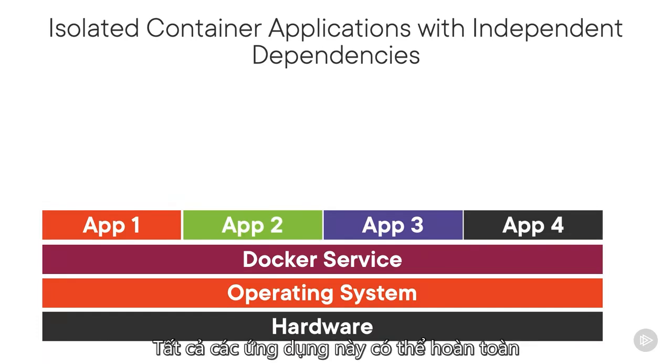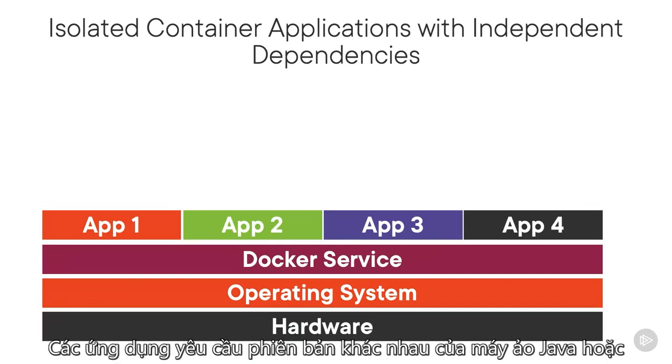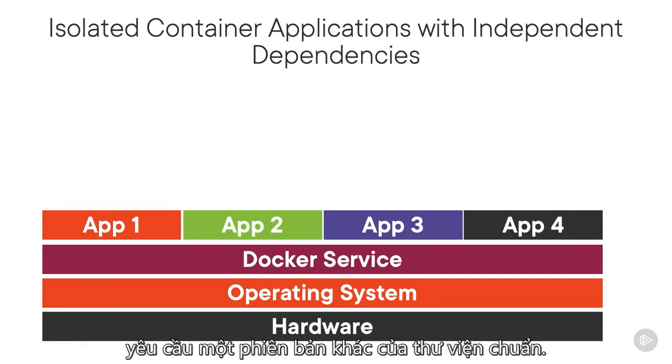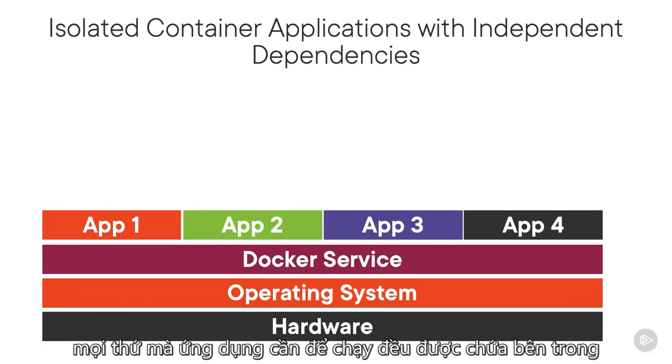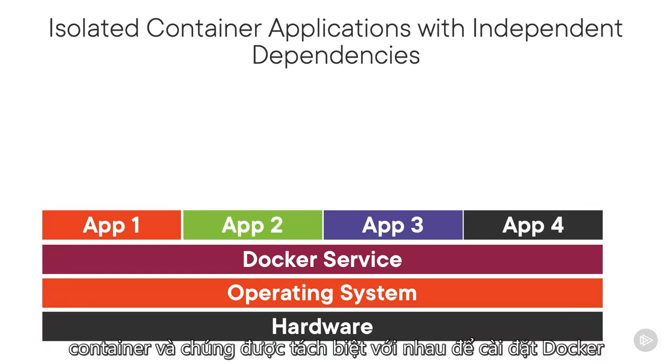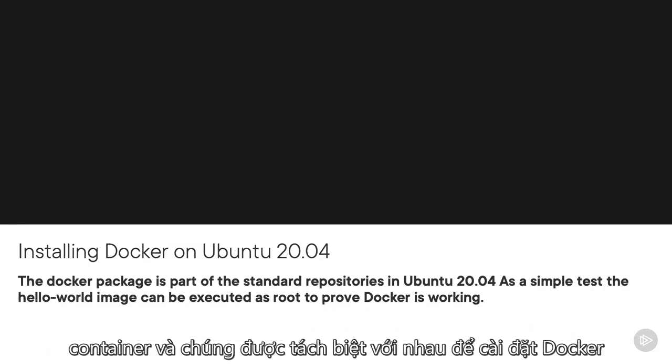Now, all of these applications can be completely separate, or they can be very similar applications requiring a different version of a Java virtual machine or requiring a different version of a standard library. But they can coexist on the same machine because each container has everything that the application needs to run contained inside of the container, and they're isolated from one another.